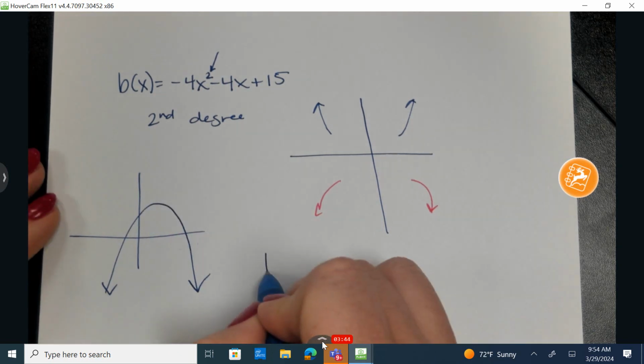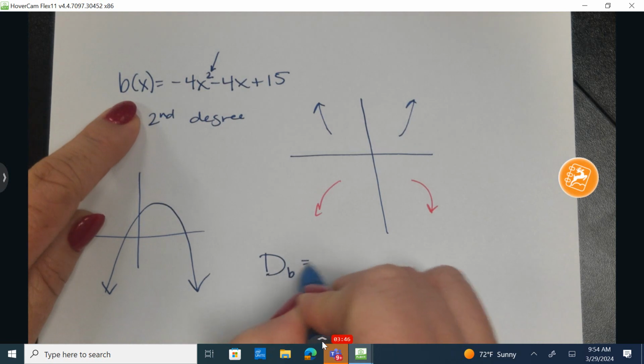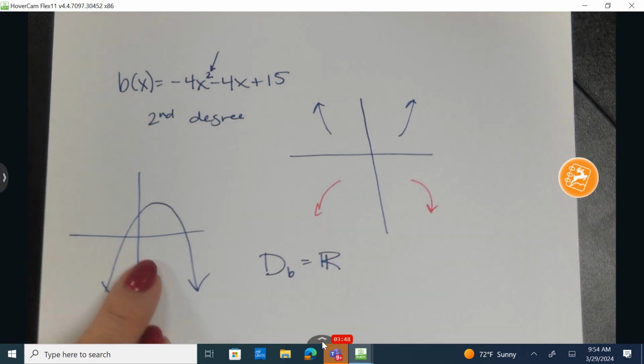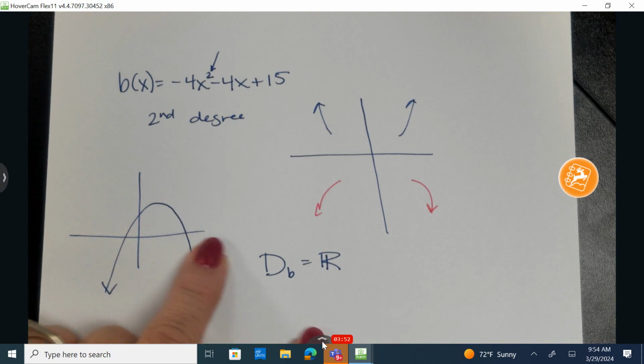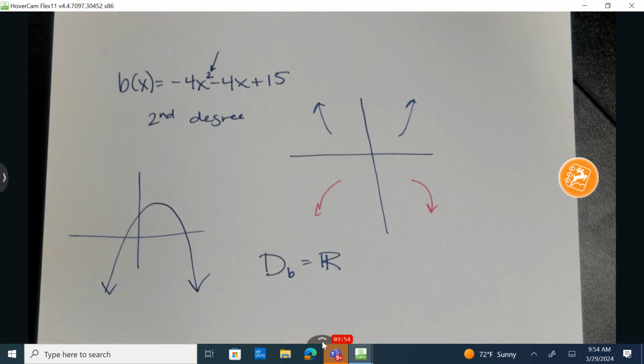So I know right away the domain for function B is all real numbers. And I know that because there's no limit how far it goes to the left as it goes down, and there's no limit how far it goes to the right as it also is being pulled down. The range is a little different. I need to know what that vertex is.